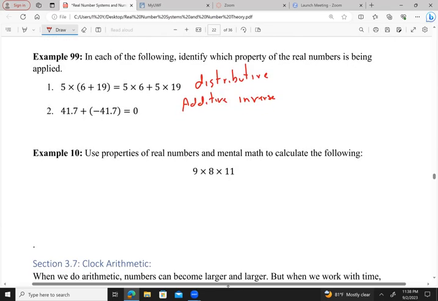Use properties of real numbers and mental math to calculate the following. So we take 9 times, traditionally we do left to right. That's what I'm used to. So we take 9 times 8, which is 72, times 11, and we get 792. And that is the basics of real numbers. That finishes 3.6.